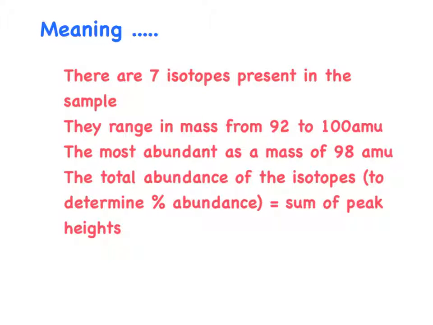So we can see that this goes on. Now, this tells us about the range, and I've got it here, and I'll let you read this. And it's just what I've gone through with you. There are 7 isotopes. They range from 92 to 100. AMU stands for atomic mass units.